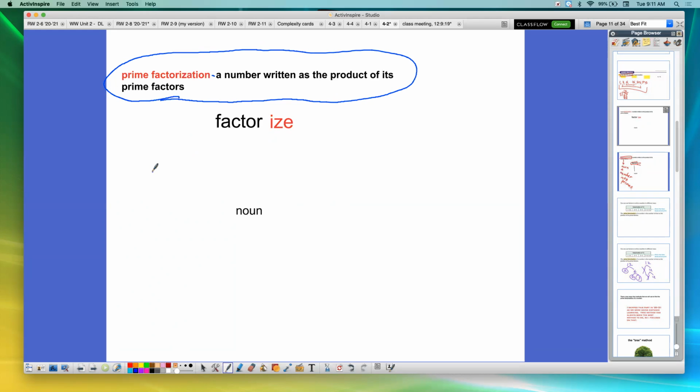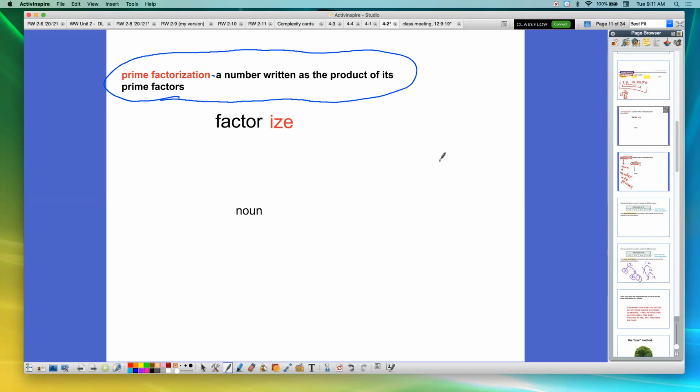So factors are numbers that you multiply to equal another number. We're going to try to get it down so that the only numbers we have left are prime numbers that you multiply together to get to the answer. I'm going to show you a trick for that. The trick we're going to use is what I call the tree method.